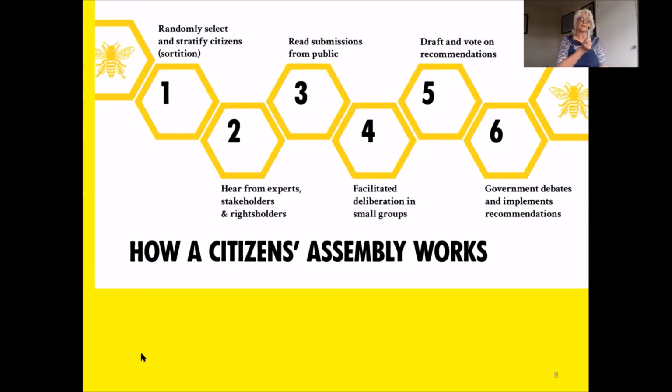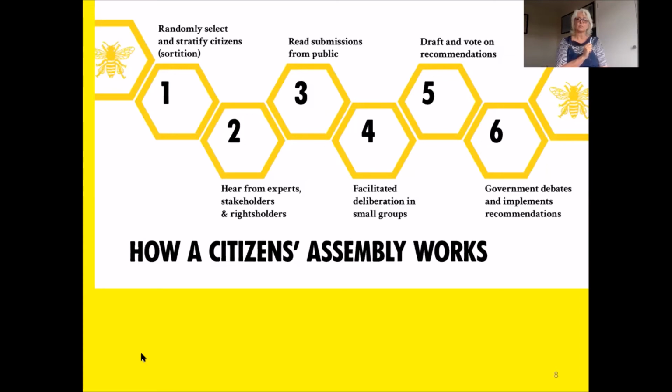So if we have a look at the first part of how it was done with the random selection, the sortition, 30,000 invitations were sent out to households across the UK, inviting them to a Citizens Assembly, a National Citizens Assembly.